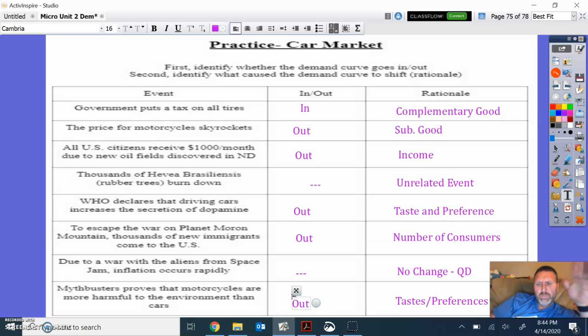Tomorrow, a really important lesson on how to calculate these other elasticities, because there's going to be a problem on the test on how to do cross price and how to do income elasticity of demand. So please make sure you tune in.